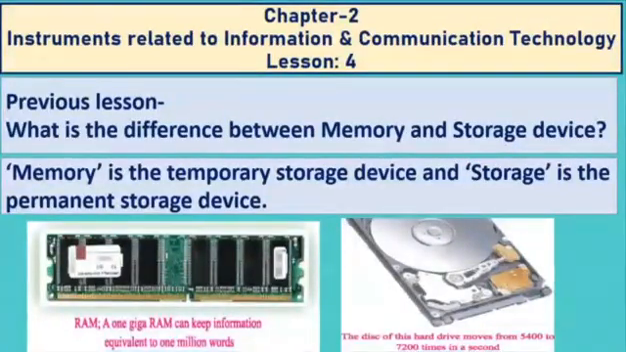And here in the picture you can see RAM, that means random access memory. A 1 GB RAM can keep information equivalent to 1 million words. In the right side picture you can see this is a picture of storage device, that is disk. The disk of the hard drive moves from 5400 to 7200 times in a second.